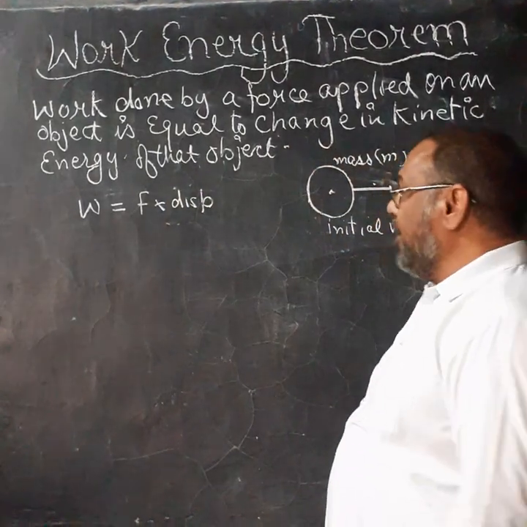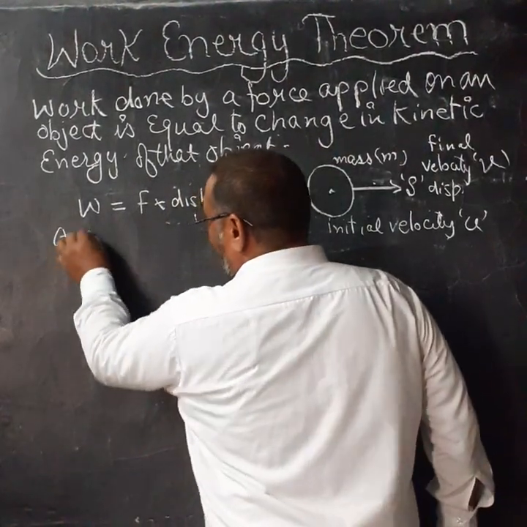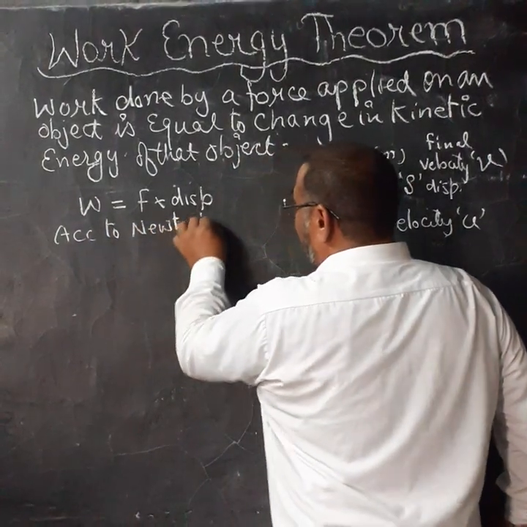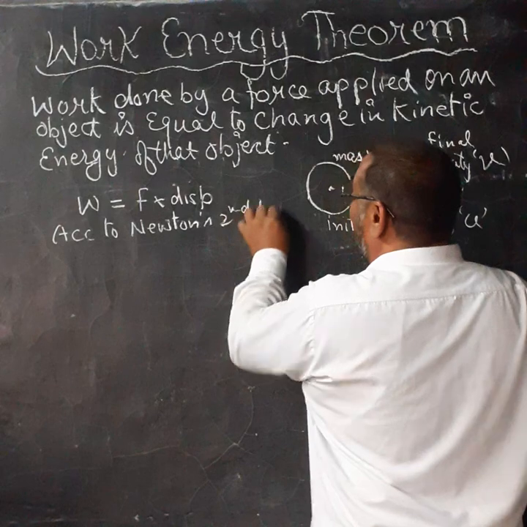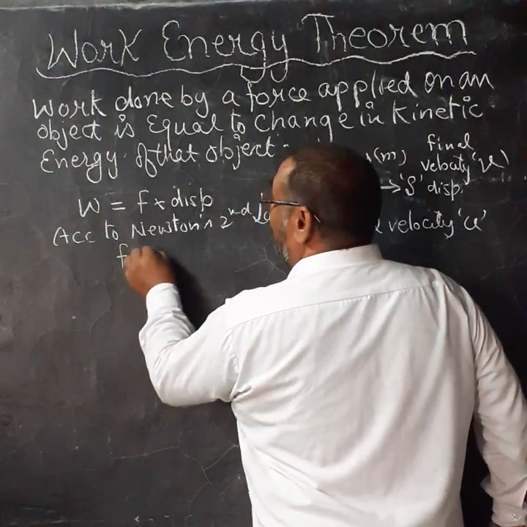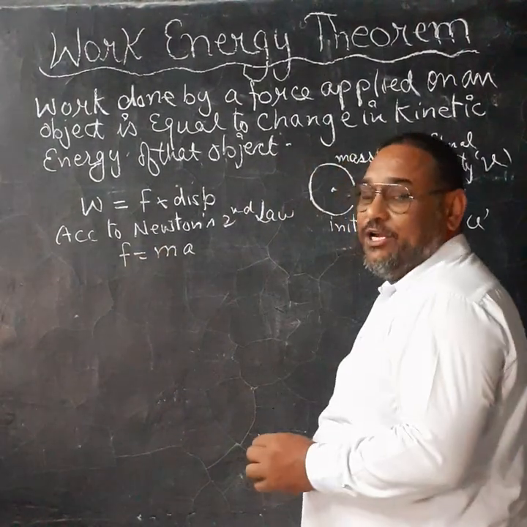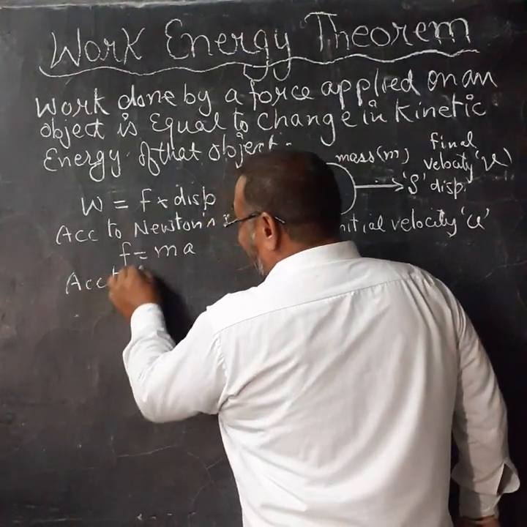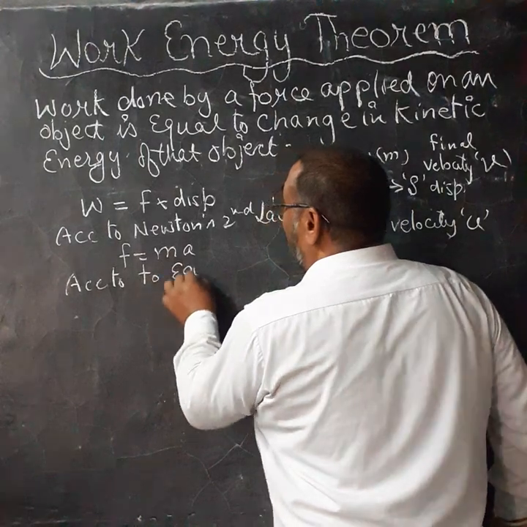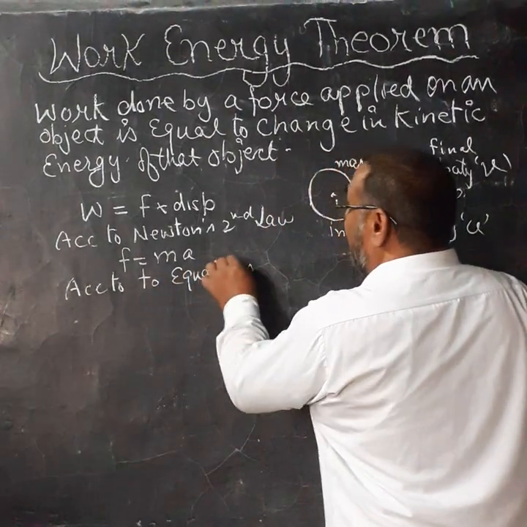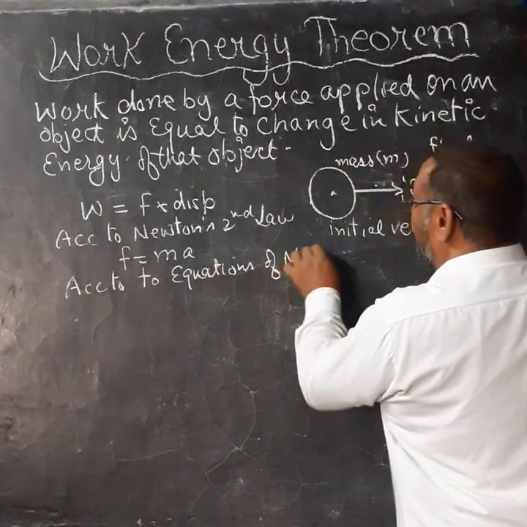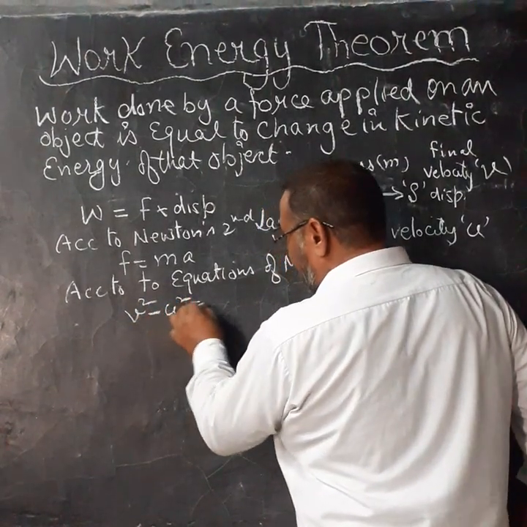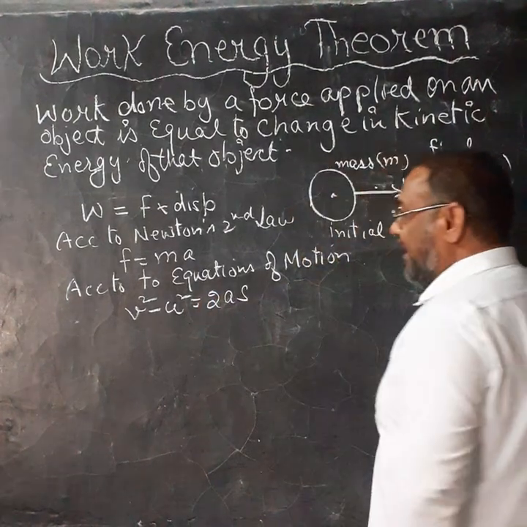Now according to Newton's second law, F equal to ma, mass into acceleration, and according to equations of motion, we know v square minus u square equal to 2as.